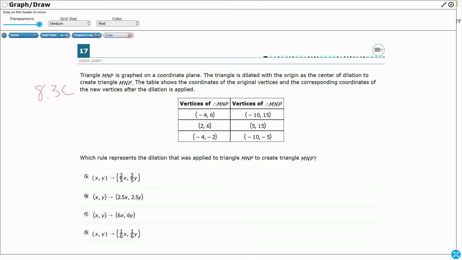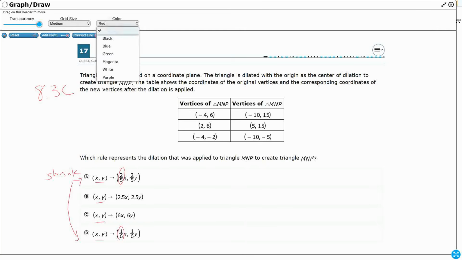And so how are we going to figure out what our scale factor is, right? So we've got this notation here to where we're going to take our x and y and we're going to do something to our x and y. We're going to multiply it by the scale factor. And the scale factor is going to be 2/5, 2.5, 6, or 1/6. And so first, if we're going to do 2/5 or 1/6, that means they're going to shrink, right?